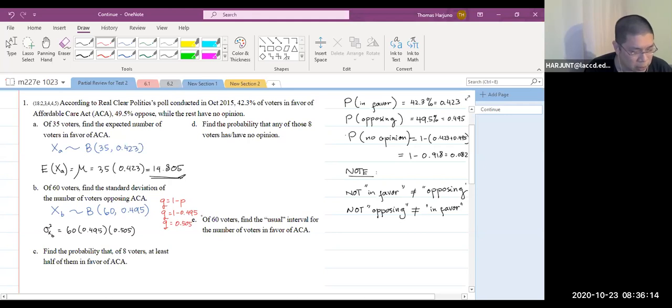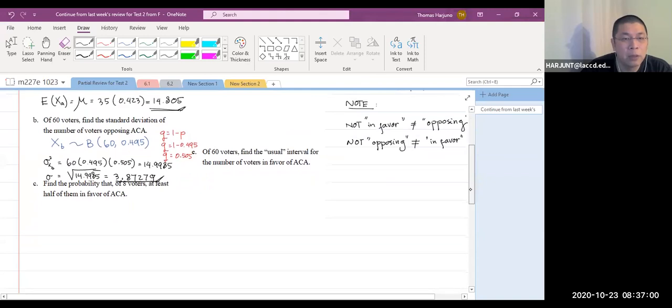Okay, 60 times 0.495 times 0.505. I get 14.9985. Therefore, the standard deviation will be the square root of that number. Square root of that number is 3.87279, and make it in 5 decimal places.